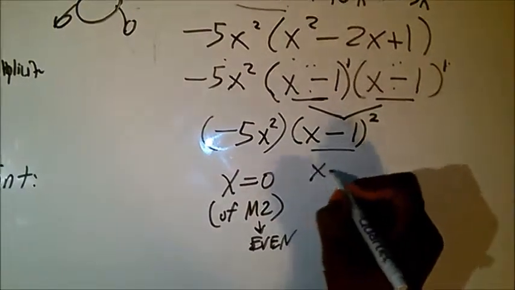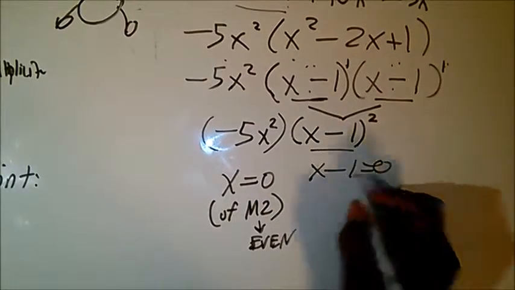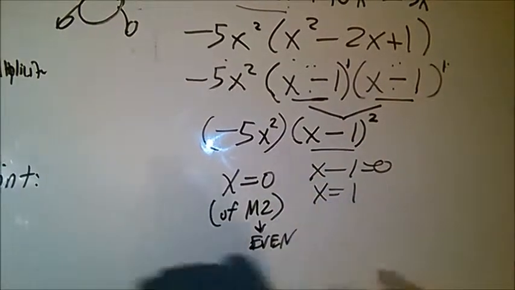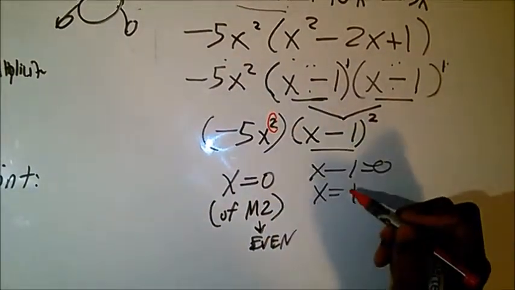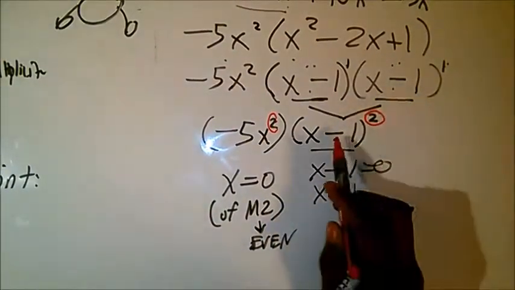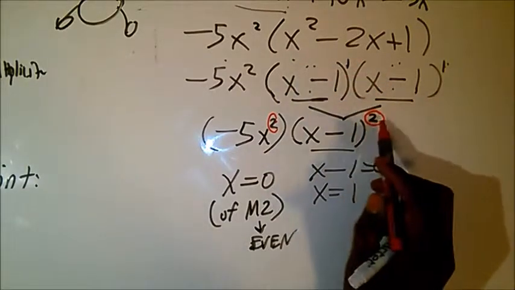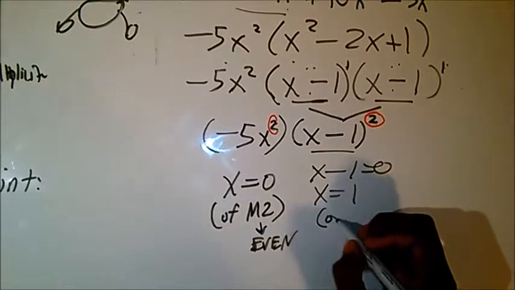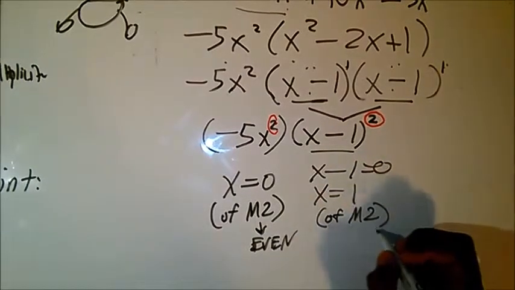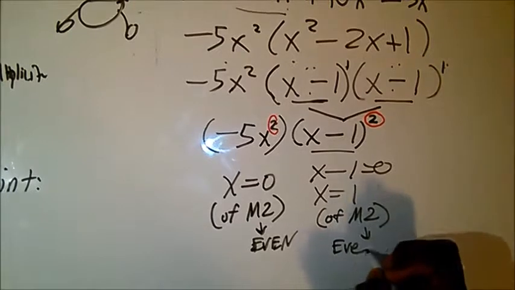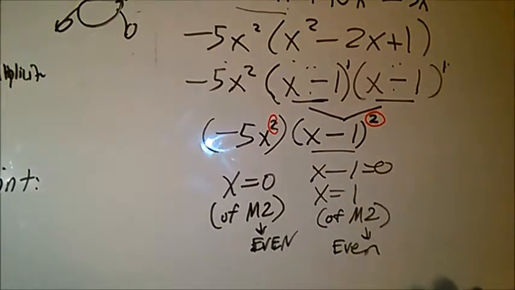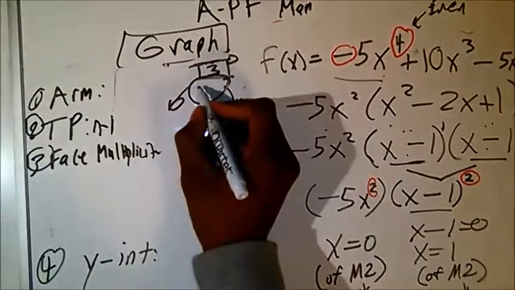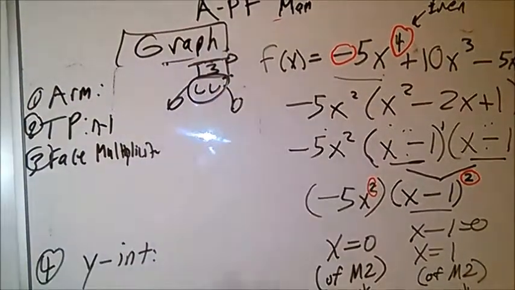Well, just solve for this one. Set it equal to 0 and solve for x. x is equal to 1. What's the multiplicity of this one? It's also 2. It's repeated twice. So x equal to 1 is of multiplicity 2, and that's also even. So we have two evens.